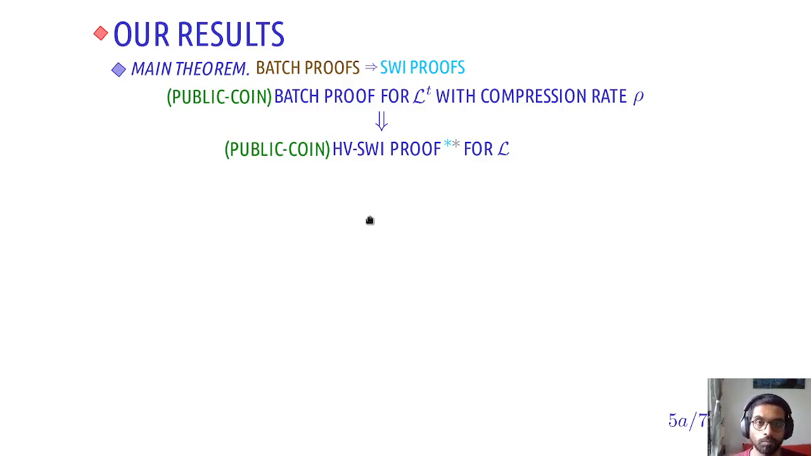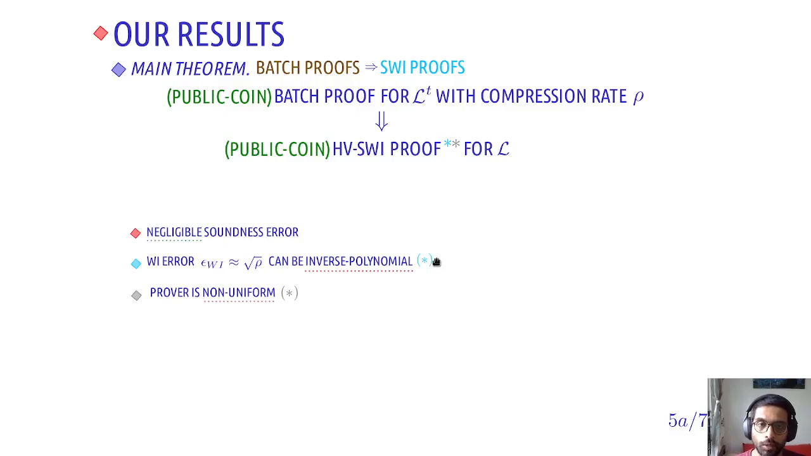And as I said, there are caveats. So let's look at what the caveats are. Soundness-wise, we are good. Our resulting SWI protocol has negligible soundness error. The two caveats are with respect to the WI error and the prover.